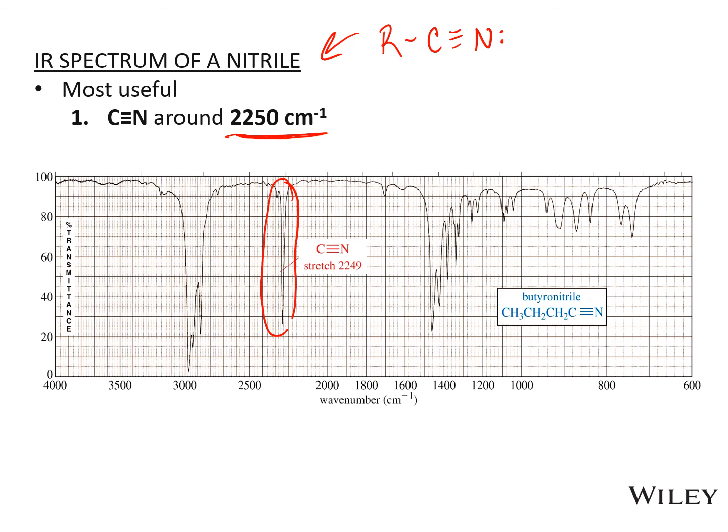The carbon-carbon triple bond was 2100-ish, so that was sort of here, and the carbon-carbon double bond was around 1700-ish here. So if all you're seeing is a very intense peak around 2200, it's most likely a nitrile.